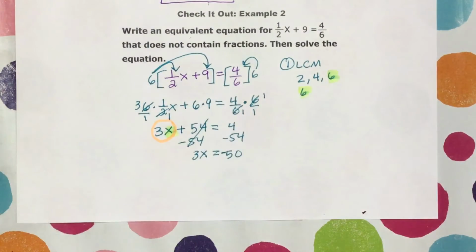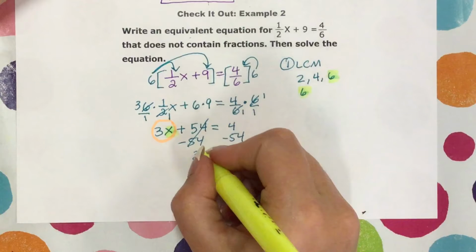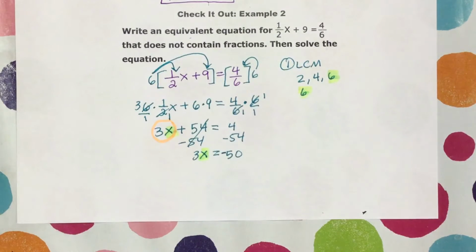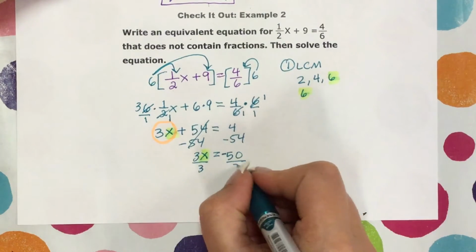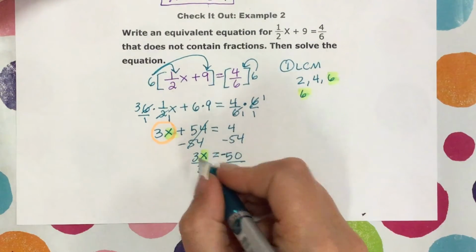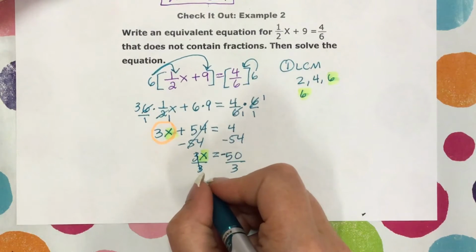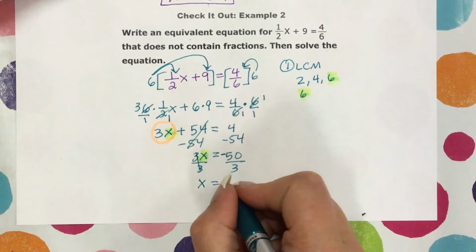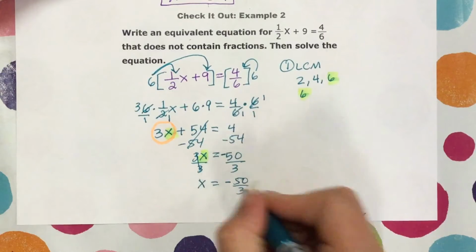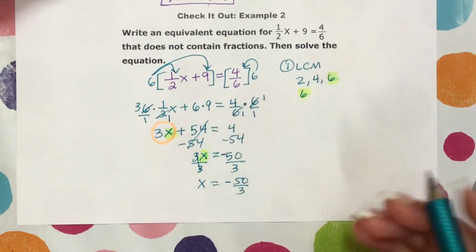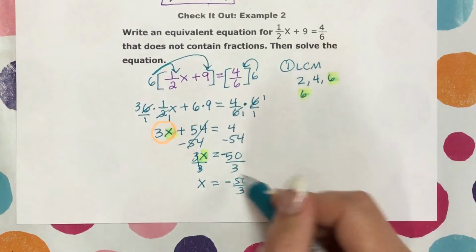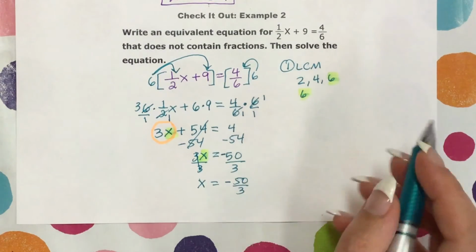And now I'm just trying to get x by itself. I have 3 times x. The inverse operation of multiplication would be division. I'm going to divide both sides by 3. 3 divided by 3 is 1. 1 times x is x. And then I'm left with negative 50 over 3. I can't simplify that, so that's an okay answer. The higher you get into math, you're going to have answers like this, and that's okay.